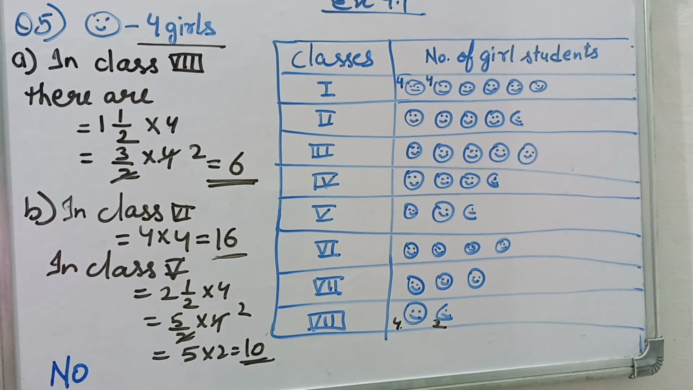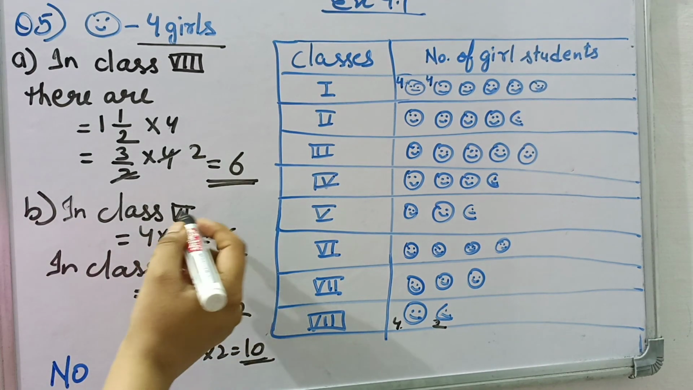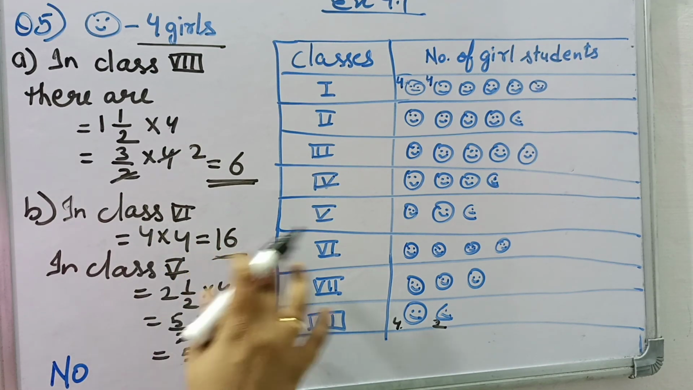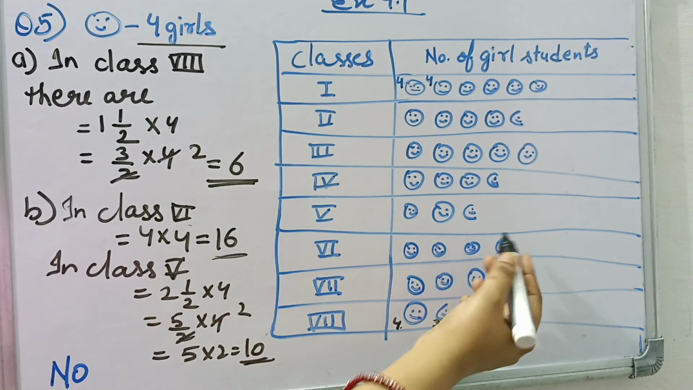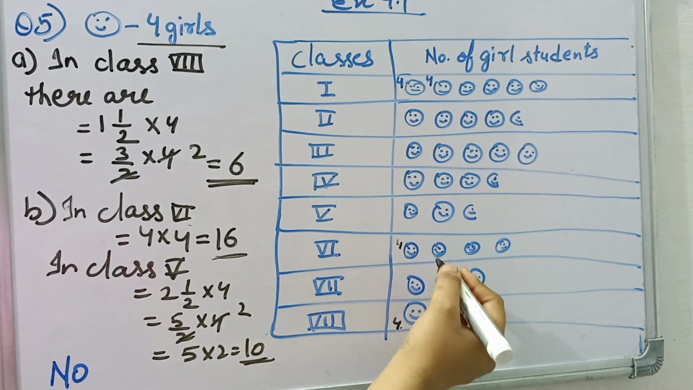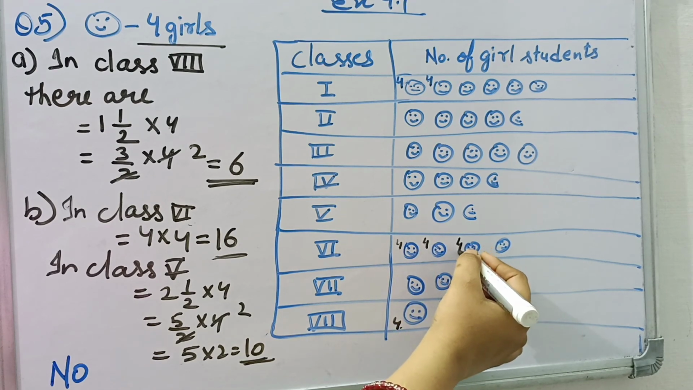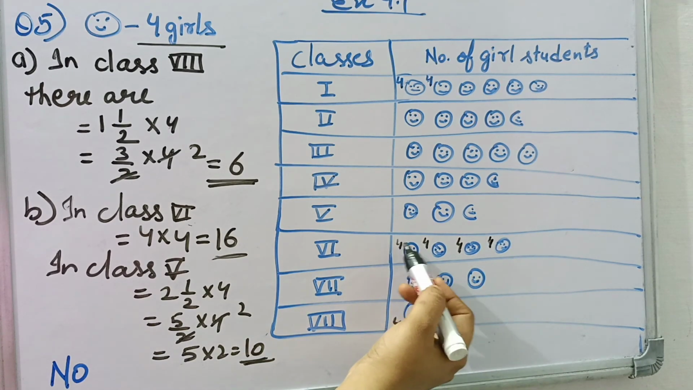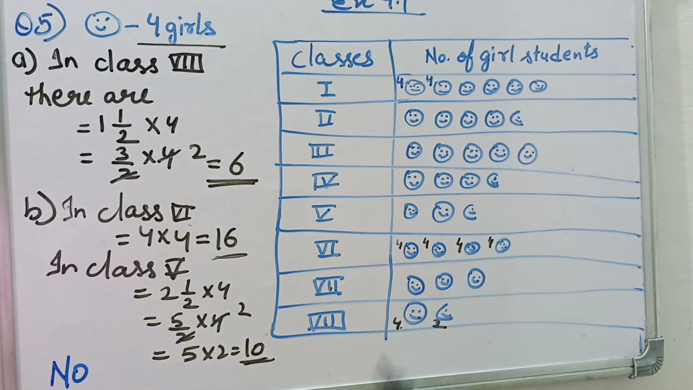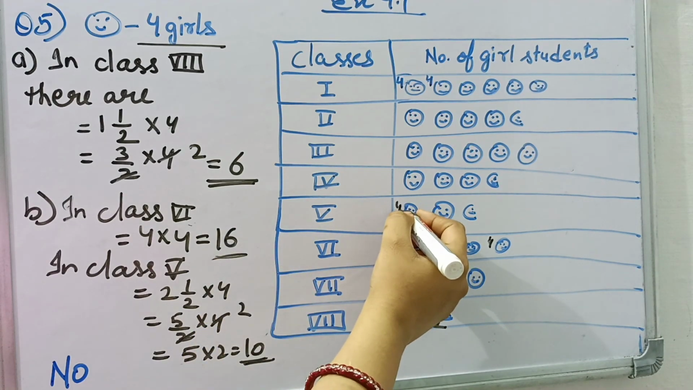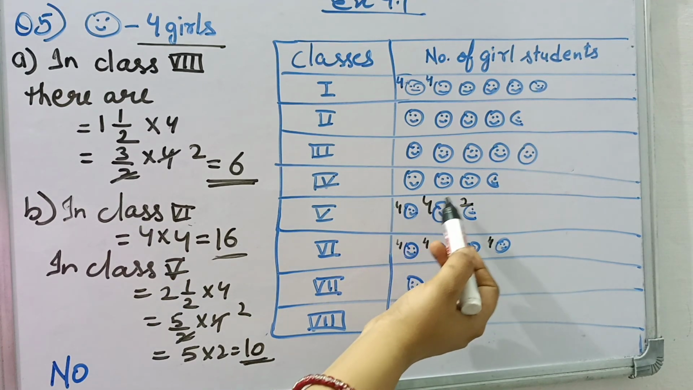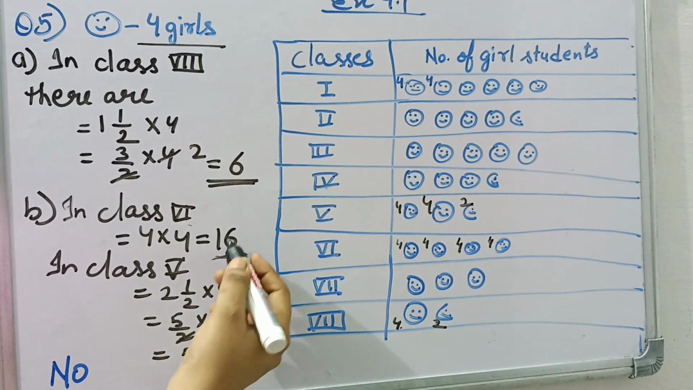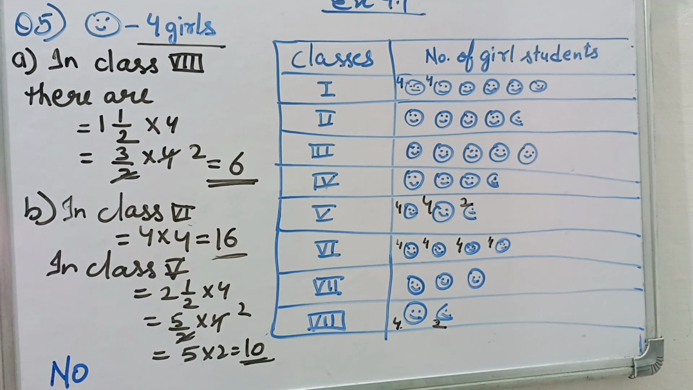I hope you all are understanding. You can just simply do these calculations or just write down the number of girls and add them up. Like in class 6 there are 4 faces. The first face is for 4 girl students, second face for 4, third for 4, and then next for 4. Now 4 plus 4, 8 plus 4, 12 plus 4, 16. Similarly in class 5, this is for 4 and the half face is for 2 girl students. So 4 plus 4, 8 plus 2 is 10. So both the calculations are giving the same answers. You can choose any method.